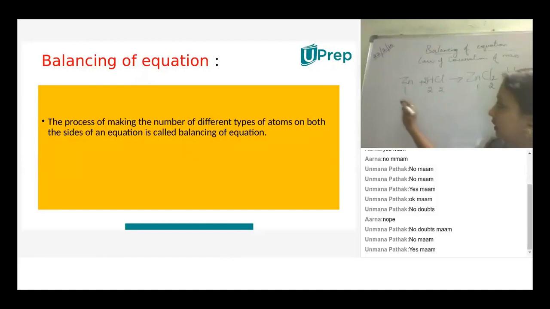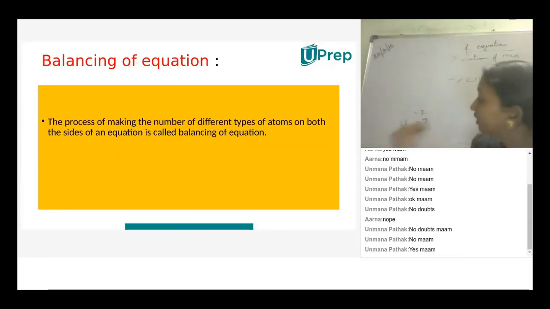Yes? That means zinc is 1 on both sides. Hydrogens are 2 on both sides. Chlorines are 2 on both sides. So the equation is balanced. Is it clear, children? Any doubts? No doubts? Okay. So this is about the balancing of equations.